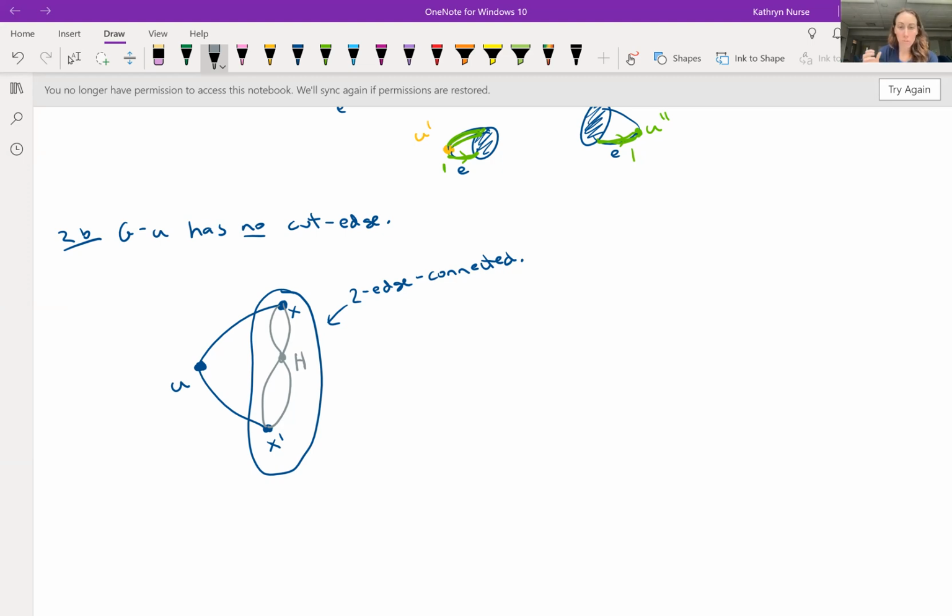And now we're going to start contracting, and we're going to move from our graph G. I didn't draw the whole thing, but it lives in our graph G, and then we're going to move to our graph G prime. I'm just going to make this a little bit.